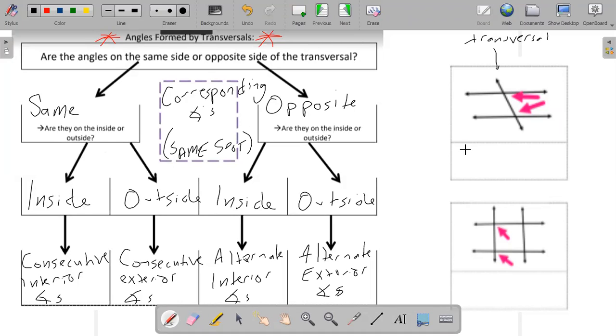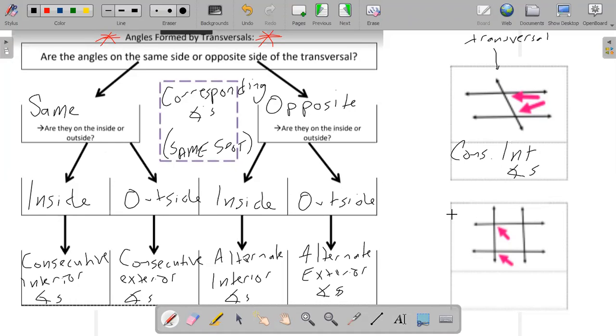So they are on the same side, inside. That means they are called consecutive interior angles. So I'm going to write consecutive interior angles. That's how this whole flow chart works. Some things are a little trickier and some a little more straightforward, but it takes a little bit of time to get used to.